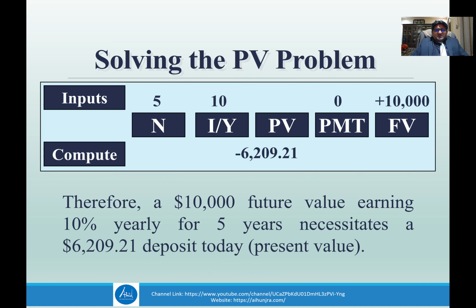The same we can calculate from the time value of money calculator. N is 5 years, interest is 10%, there is no payment, and future value is given, which is 10,000. The overall calculated amount is $6,209.21.